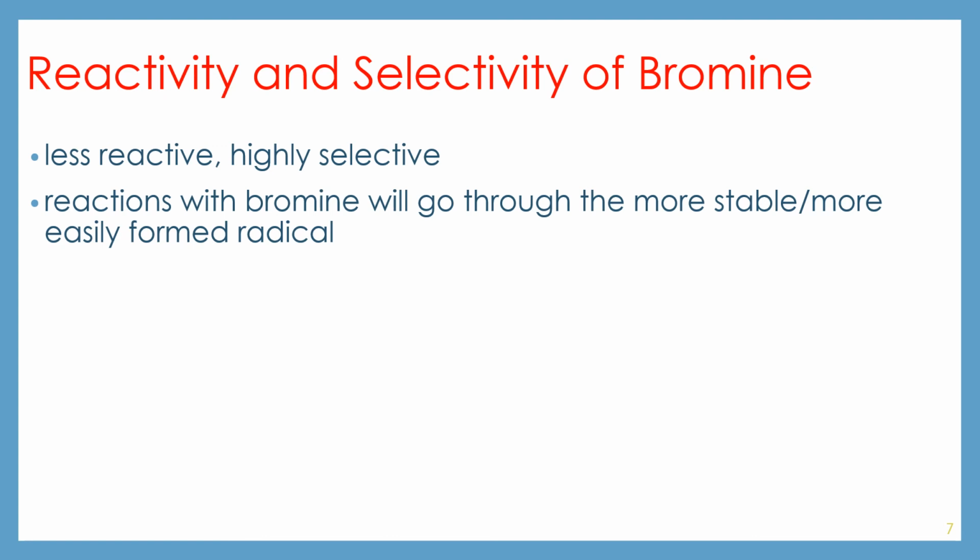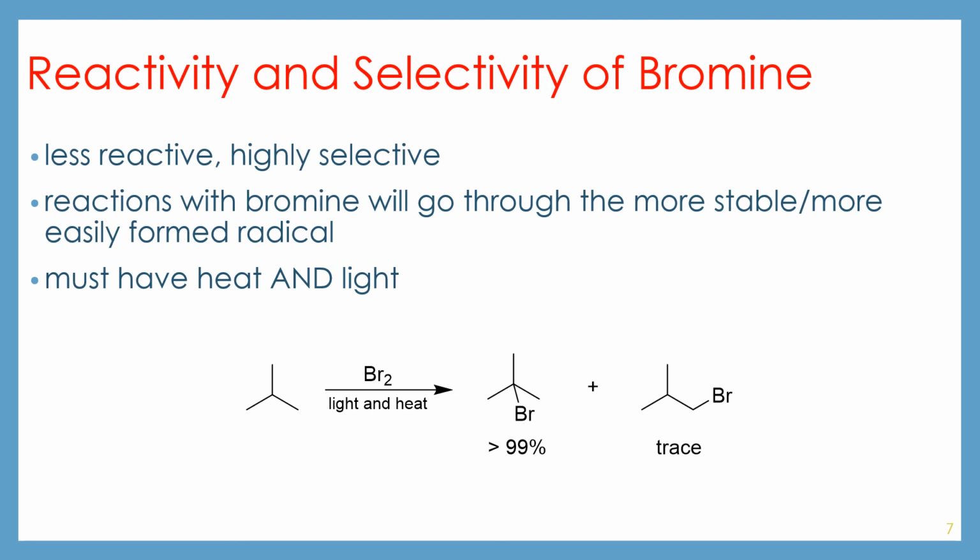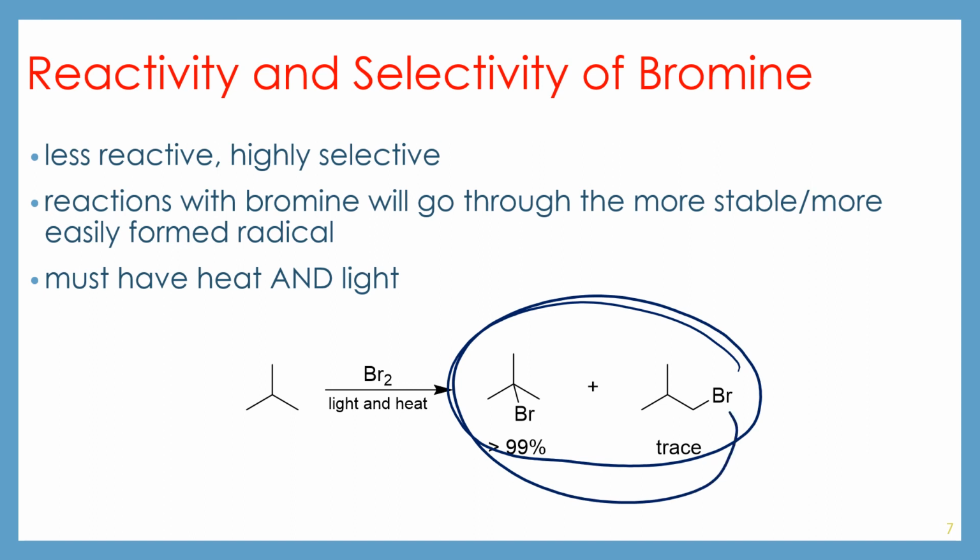Reactions with bromine will typically go through the more stable, more easily formed radical. Those are one and the same typically. Also, since bromine is less reactive, it requires both heat and light to initiate the radical reaction. So in the same reaction that we saw on the previous page with chlorine, we ended up with a mixture of 2 different monochlorinated products.